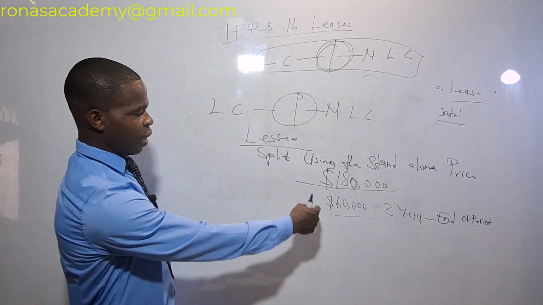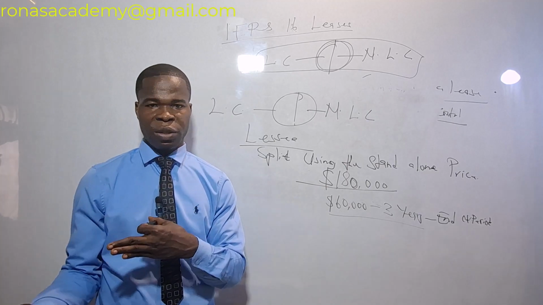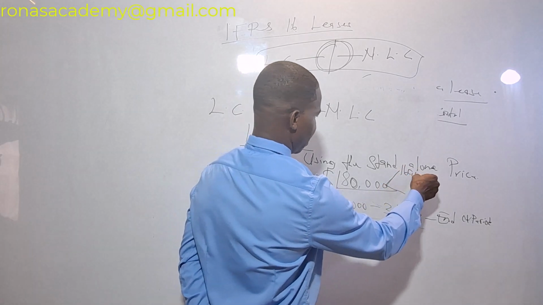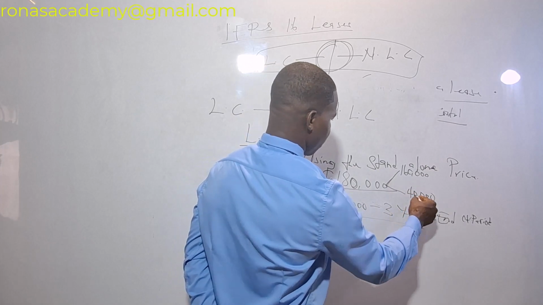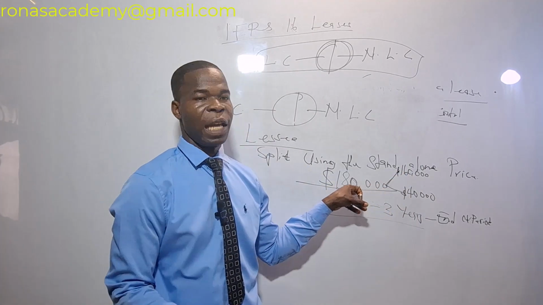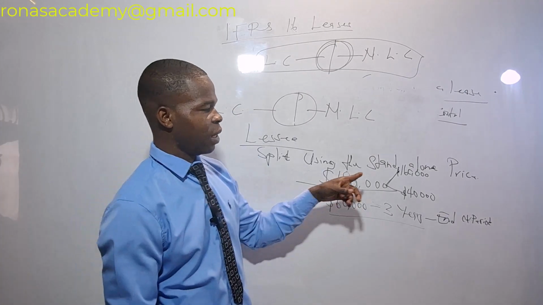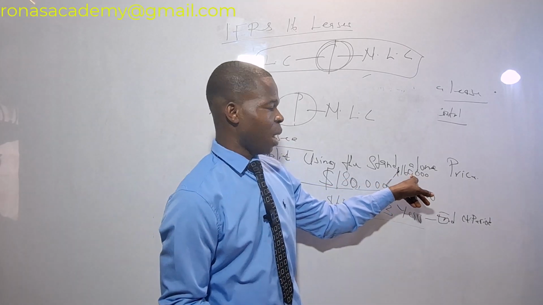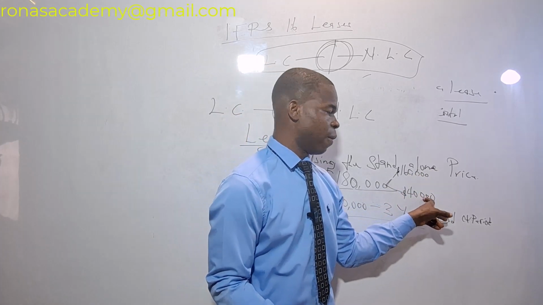Now, this contract has a lease component and a non-lease component. The stand-alone selling price of the lease component is 160,000, and the stand-alone selling price of the non-lease component is 40,000. Yes, sometimes the stand-alone selling prices, if you add them up, will be more than the transaction price. It happens, and that is where we account for a discount.